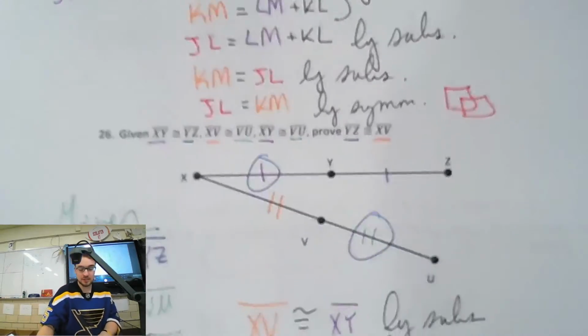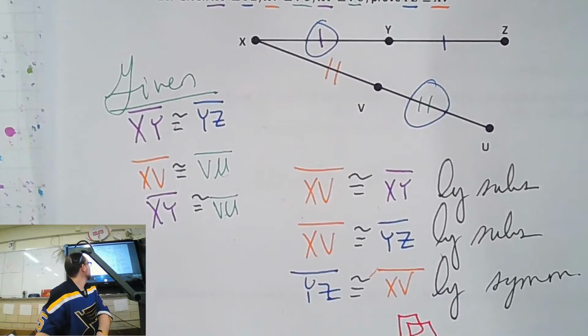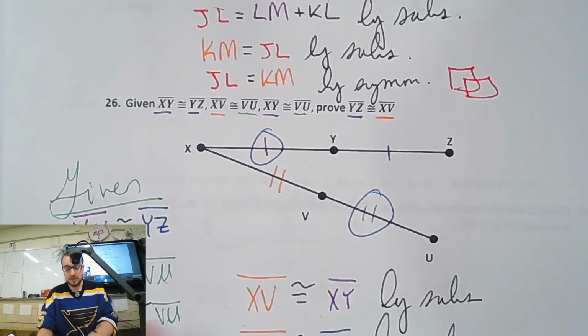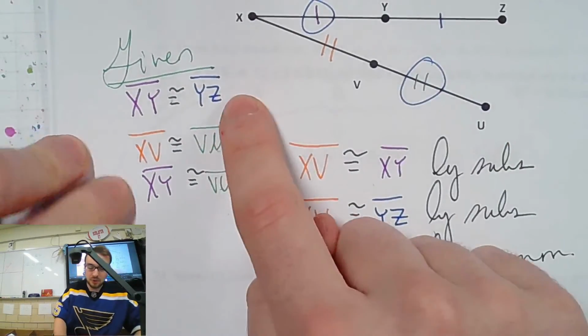All right, on to 26. This is another one that kind of screwed you guys up. Maybe it didn't. This is a bunch of garbage. So write down the given, and you'll actually see the answer pretty easily. We want to get blue and orange together. So here's the given. Here's blue, here's orange.